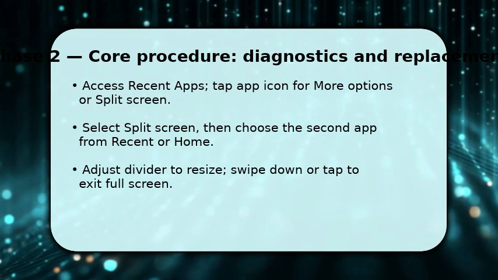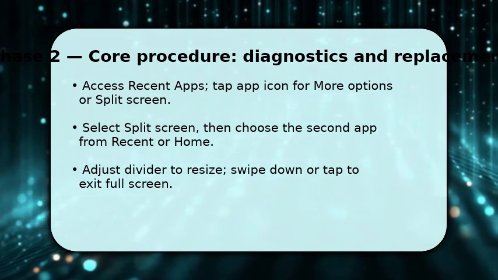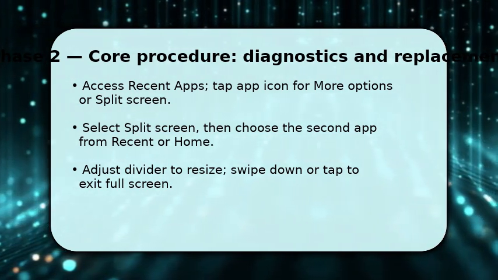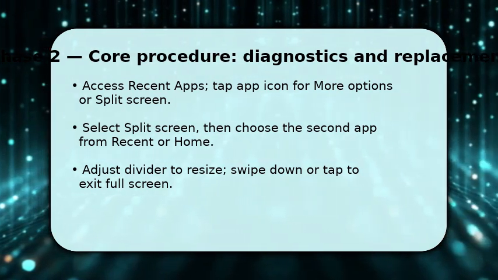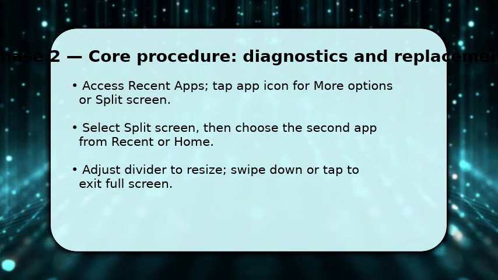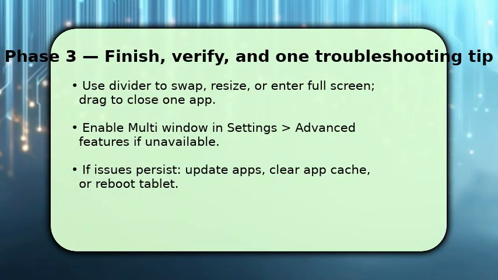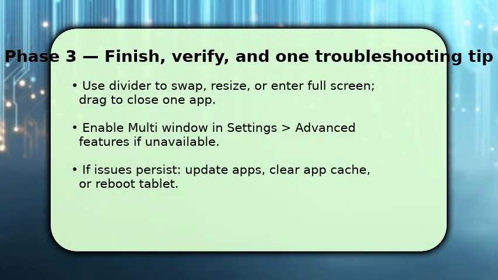If an app refuses split, try launching it from home or using the app drawer instead, and then repeat the split screen command. To finish, use the divider to swap app positions, resize content, or drag the divider fully to close one app and return to single view.